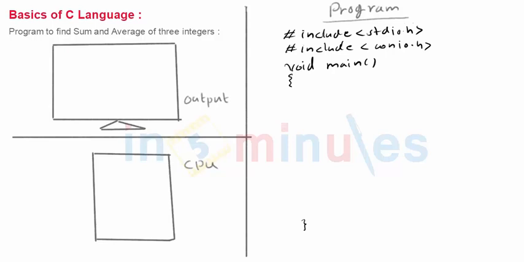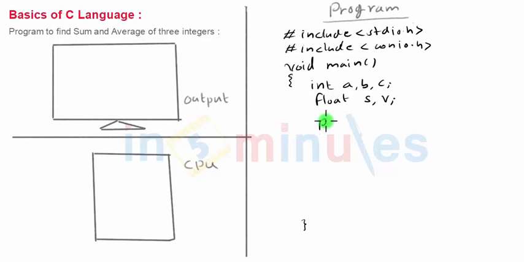First we need to define the variables. I need a, b, c as int variables, so we define int a, b, c, and I require sum and average as float variables. I define the names as s and v. Now the main part starts.